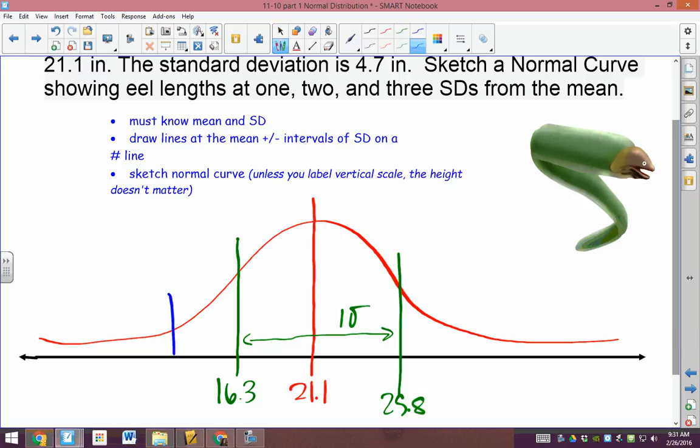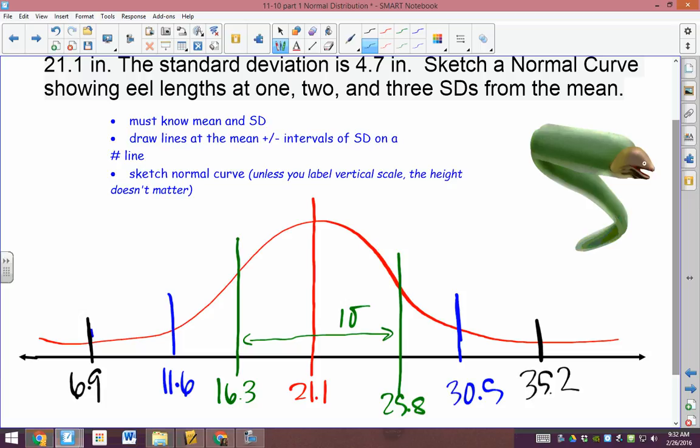So now if we're 2 standard deviations away, we're going to add another 4.7 and subtract another 4.7. From 16.3, it's 11.6. And going up is 30.5. And one more. I'm color coding, so I'm going to go one more here. Left is 6.9. And right is 35.2.